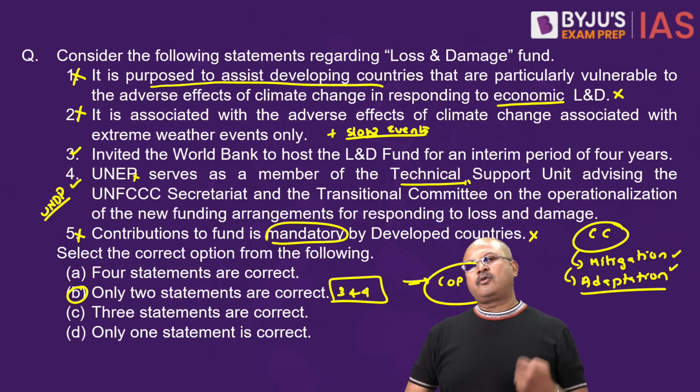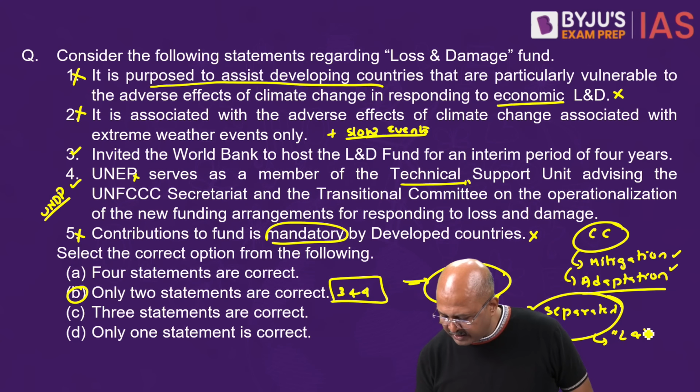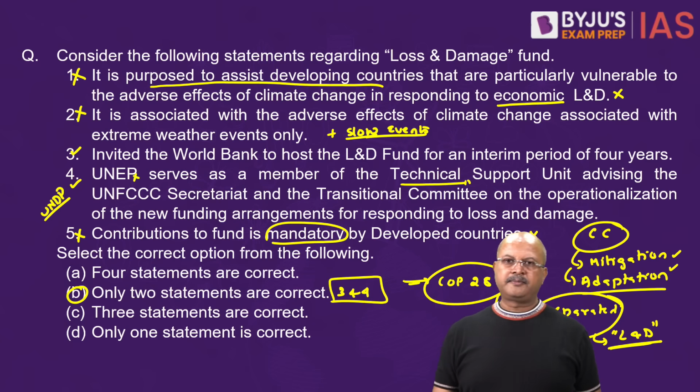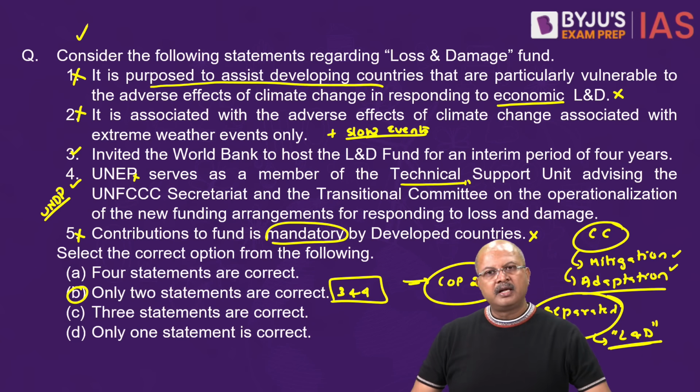Now in spite of mitigation and adaptation, when the losses happen, for that we needed a separate fund. So hence in COP 28, a separate fund was created, which is for the loss and damage part. Now this is with reference to that new fund, which is called the loss and damage fund.